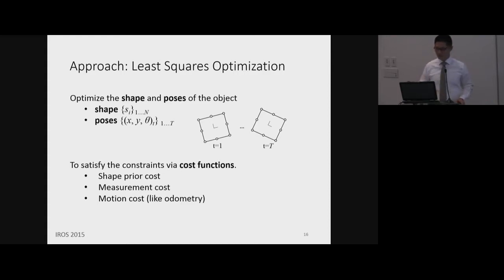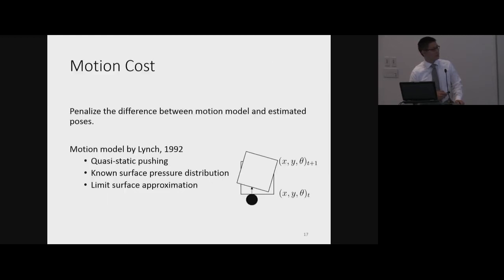The motion cost is similar to the odometry in the SLAM scenario, and I want to talk about more in the next slide. What the motion cost is about is, given this push, how will this object move according to physics? So we want to penalize the difference between the physics-based motion model and the estimated poses.